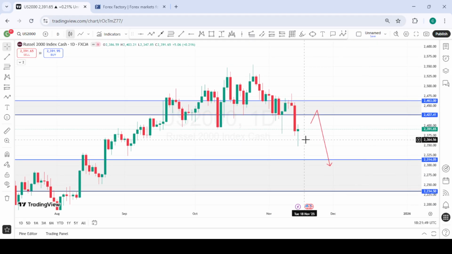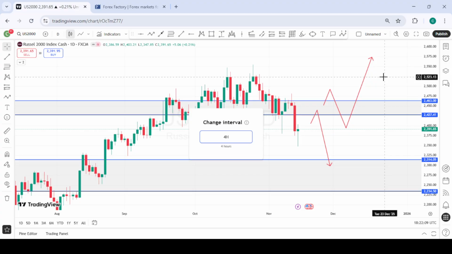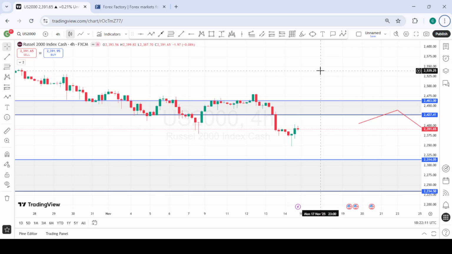This can also be violated should price break above this zone, clear these structural highs, give us a possible pullback either into this zone or even a bit lower and continue to the upside, giving us a possible harmonic pattern formation, which we were looking out for from the previous week.